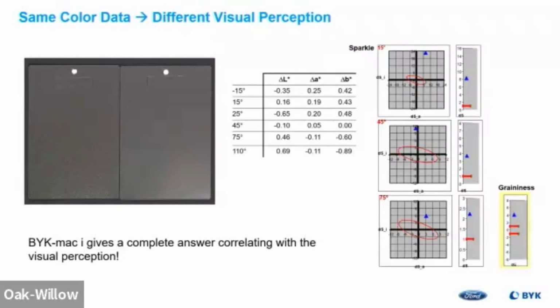So these 2 panels, if I just look at the color data, and this is just delta CIELAB numbers, so delta L star, delta A star, delta B star, it's very, very close. When I look at the sparkle numbers, especially on the 15, I'm way higher than just a 0.5 difference. So in the picture, you can see the difference, even though the color numbers aren't giving you that information.